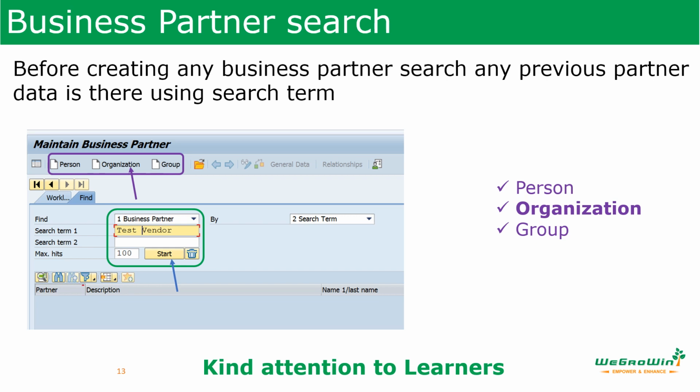The top menu bar provides options for creating an organization, a group, or a person as a business partner. For training purposes, we create a business partner for an organization. To create a new organization as a business partner, click on Create Organization.